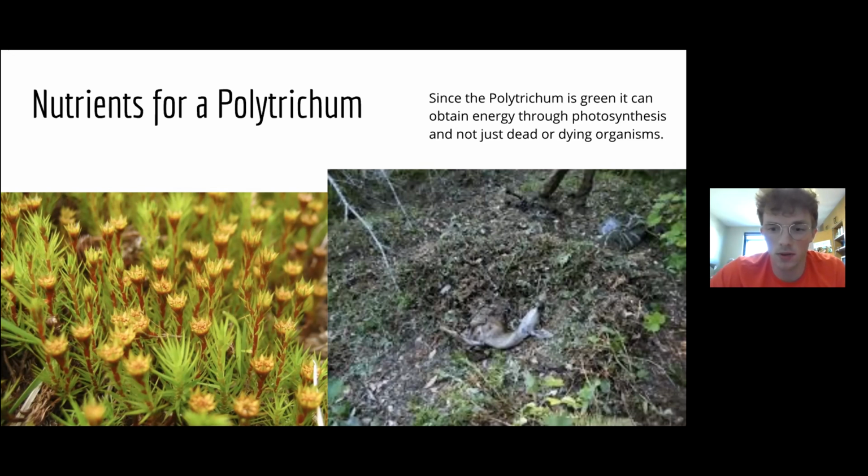Since the polytrichum is green, it can obtain energy through photosynthesis and not just dead or dying organisms. Also, when a polytrichum obtains energy through breaking down the organism, it is stored as carbs. This is why it's called an autotroph.